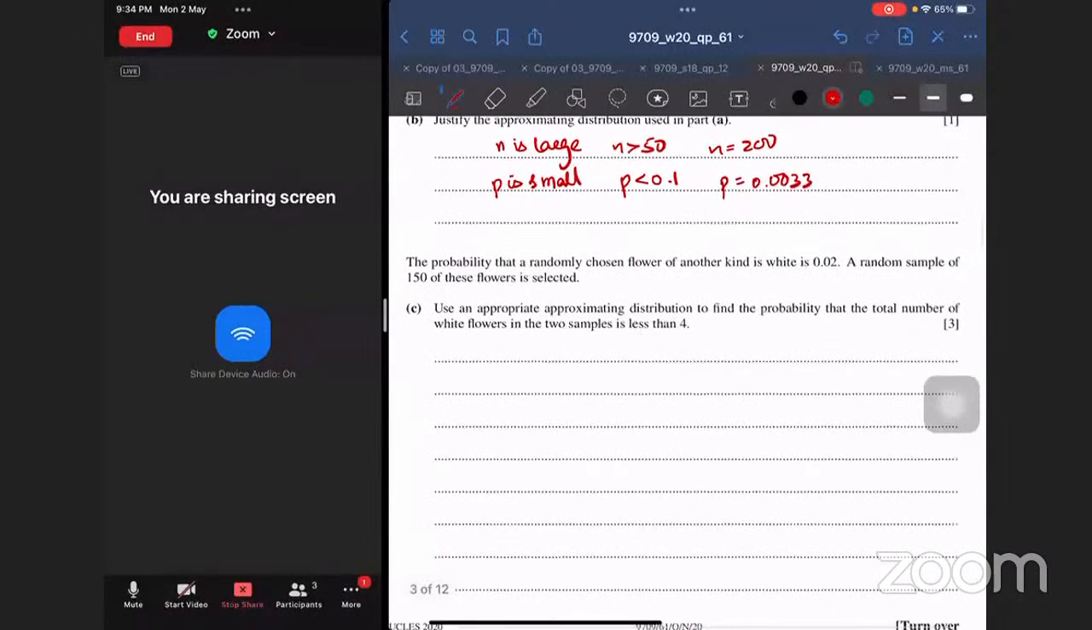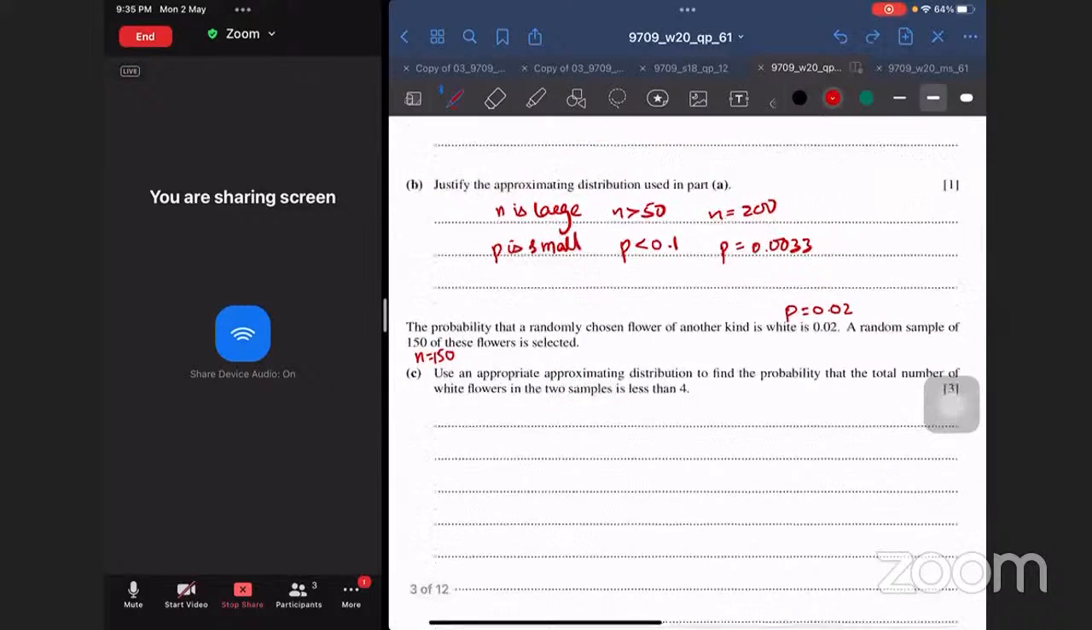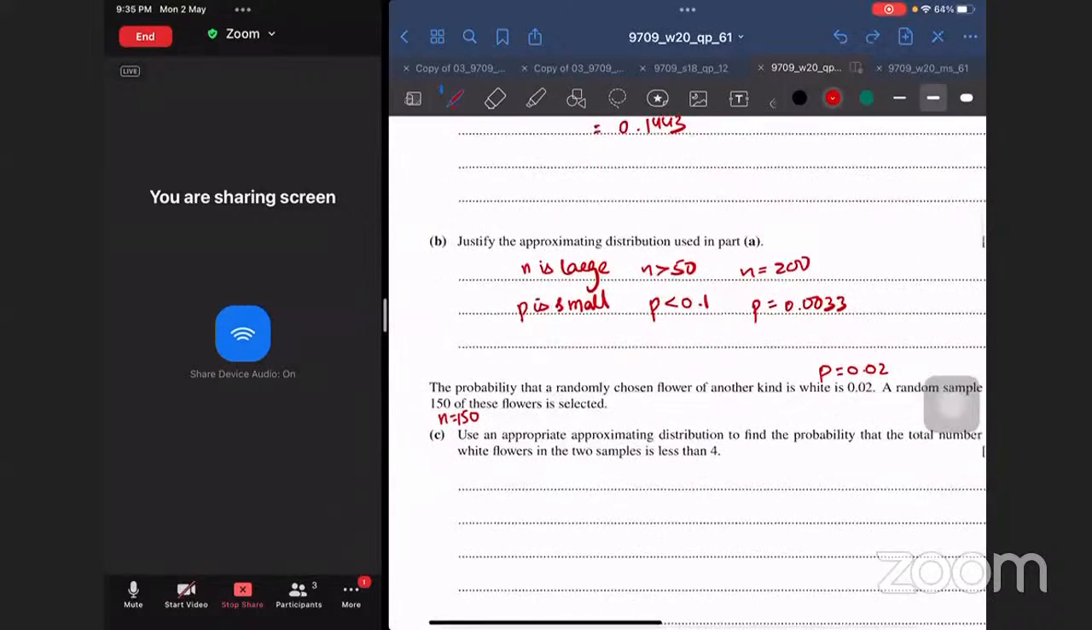The probability that a randomly chosen flower of any white kind is white is 0.02. A random sample of 150 of these flowers is selected. So again, I'm selecting a sample, using an approximation to find the probability that the total number of white flowers in the two samples is less than 4. So again, what I have to do is combine the probabilities.